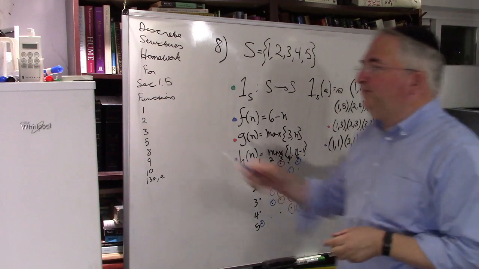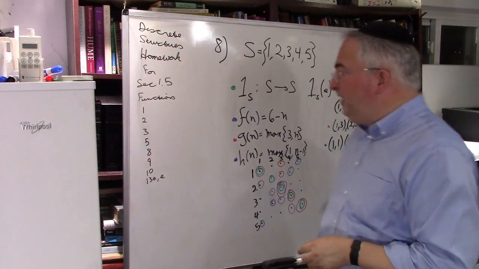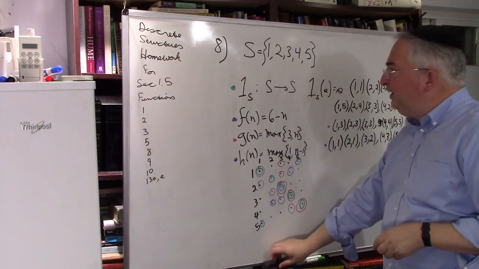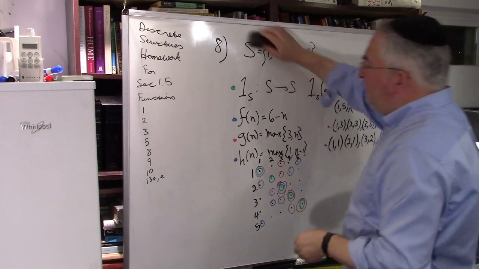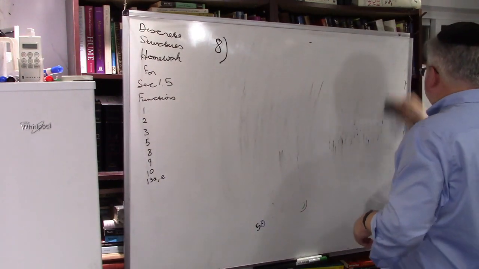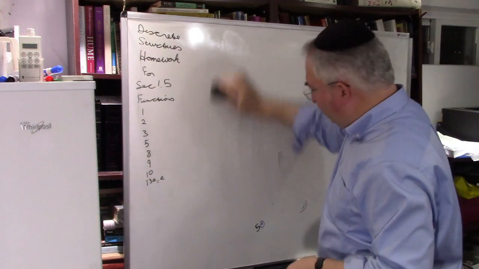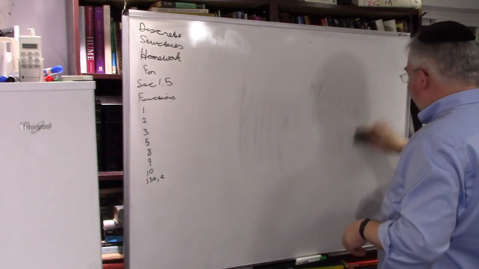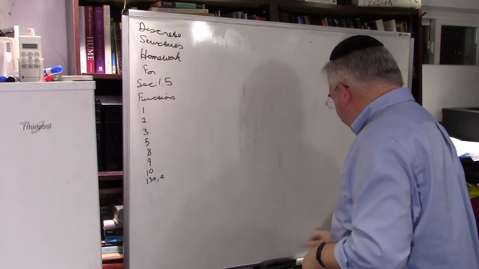Okay, so we graphed it. Not very interesting, but they asked us to do it, we do it. Ready? Let's do number 9. I'm not sure I graphed it right, but that's okay. Number 9.